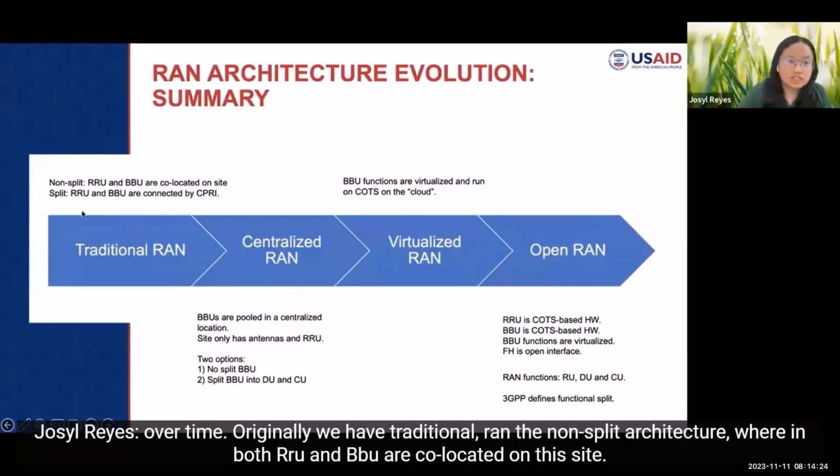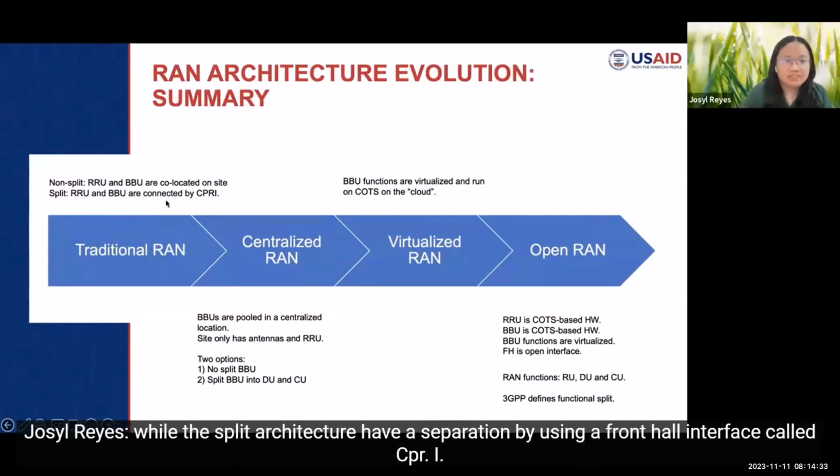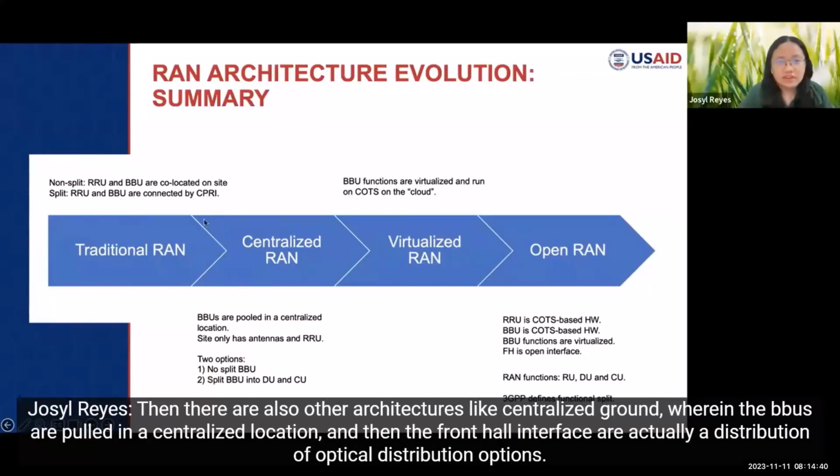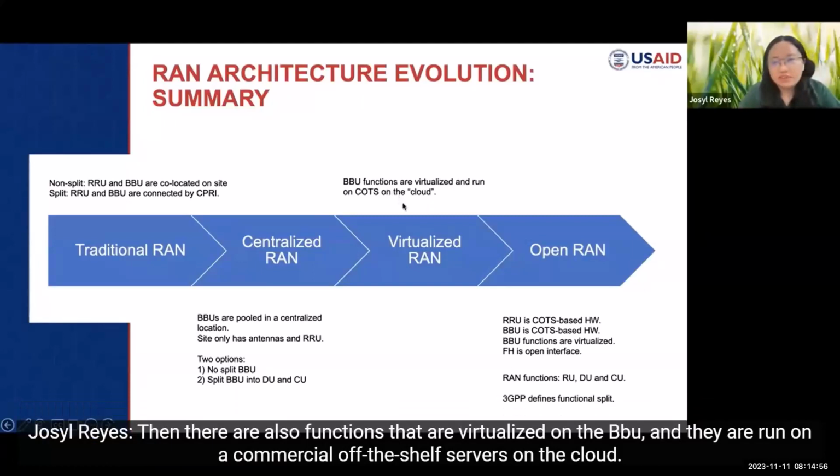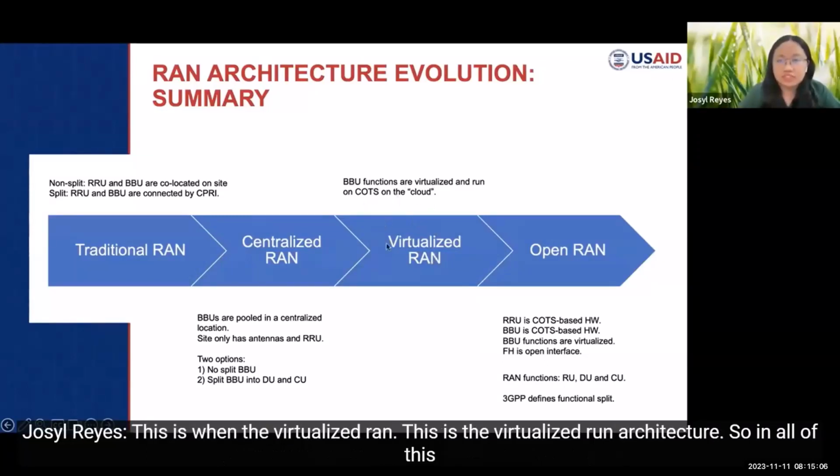Originally we have traditional RAN, the non-split architecture wherein both RRU and BBU are co-located on the site, while the split architecture has a separation by using a fronthaul interface called CPRI. Then there are also other architectures like centralized RAN, wherein the BBUs are pooled in a centralized location, and the fronthaul interface is actually an optical distribution network. Then there are also functions that are virtualized on the BBU and run on commercial off-the-shelf servers on the cloud. This is the virtualized RAN architecture.